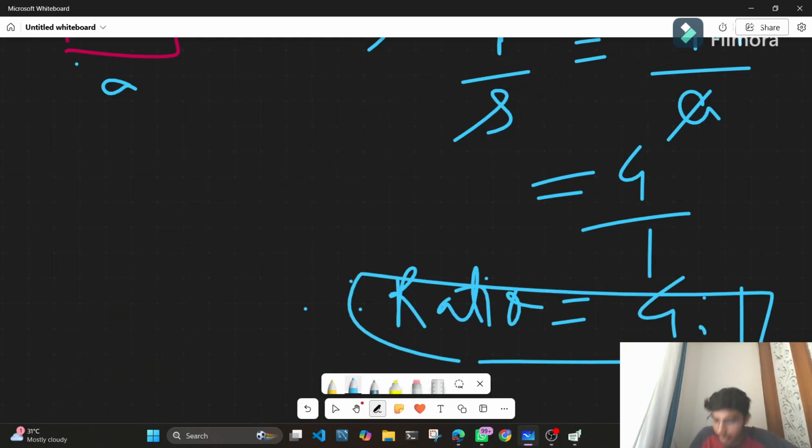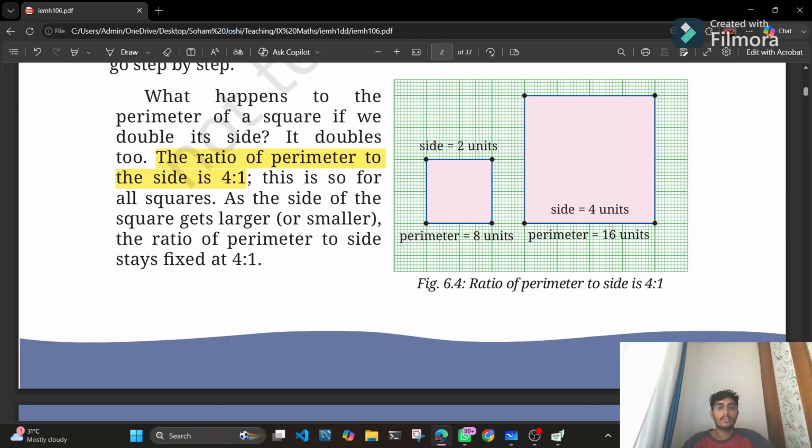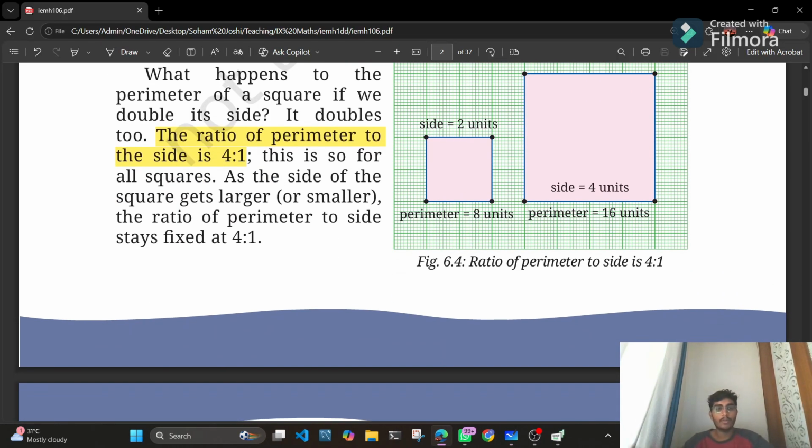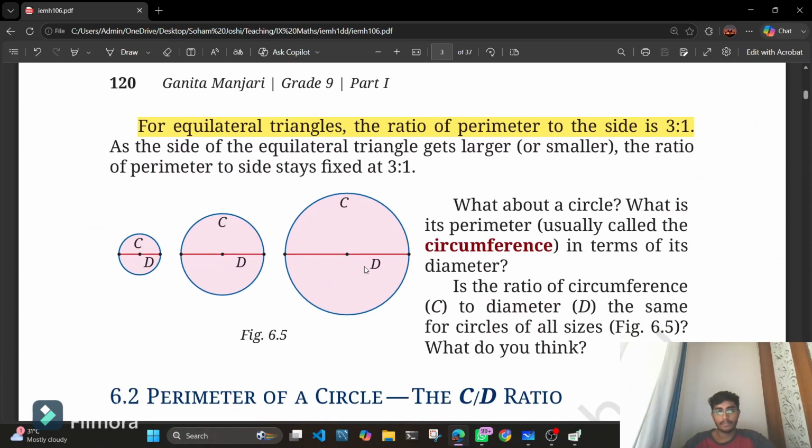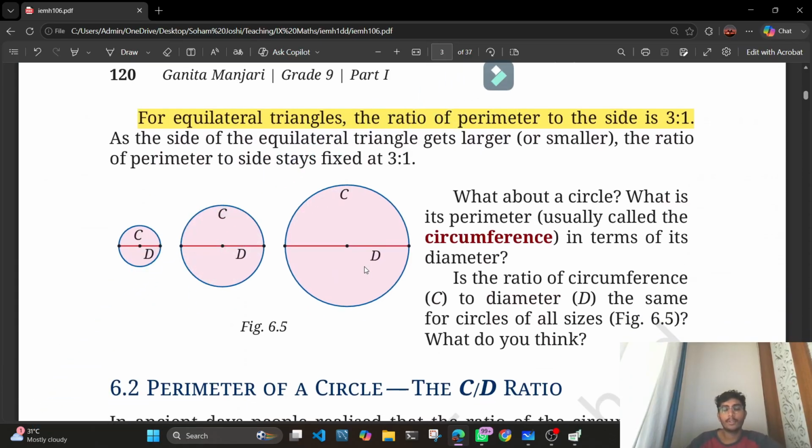That is what is written in the textbook. I hope that is clear. And this is a fixed ratio. It is true for all cases, so you need not worry.